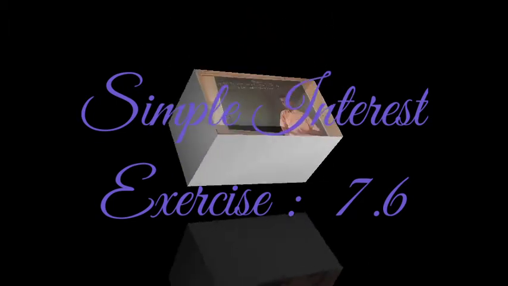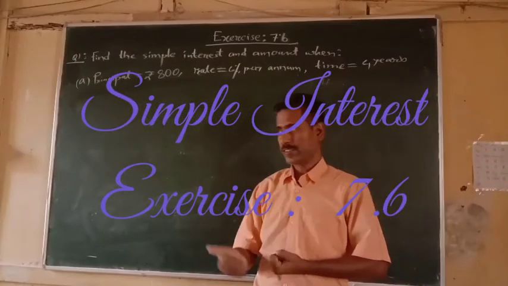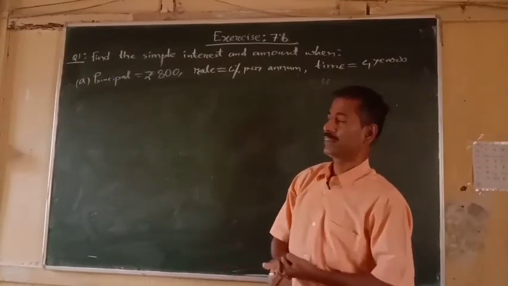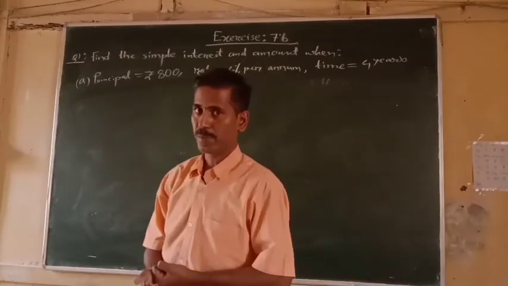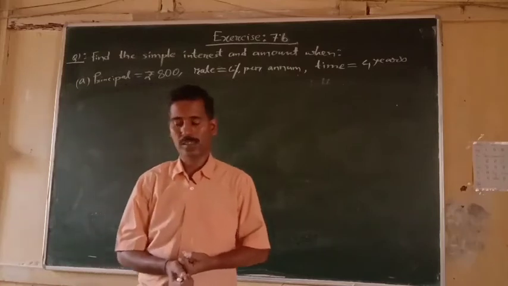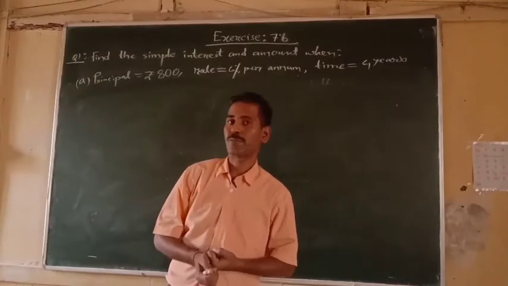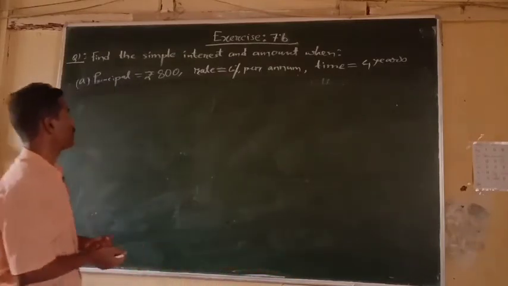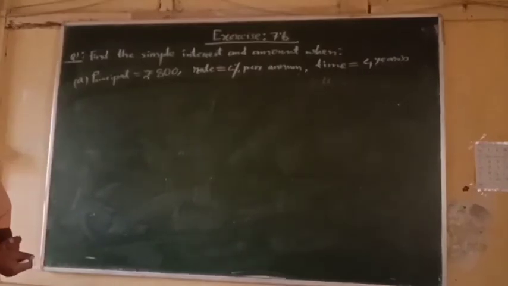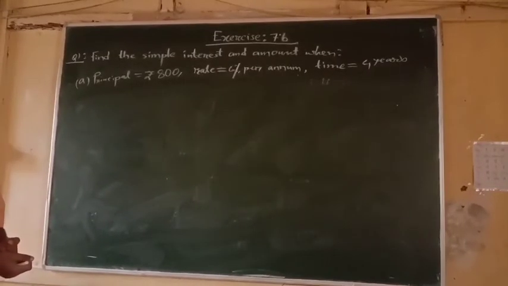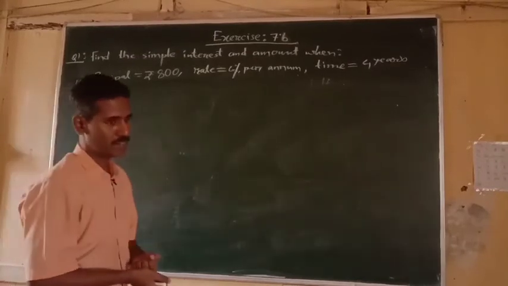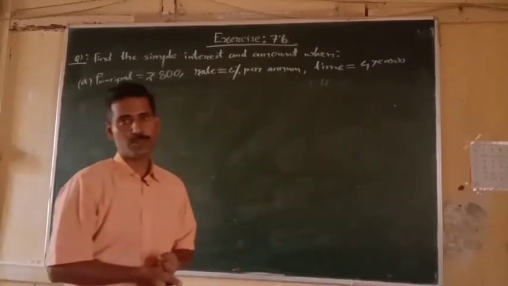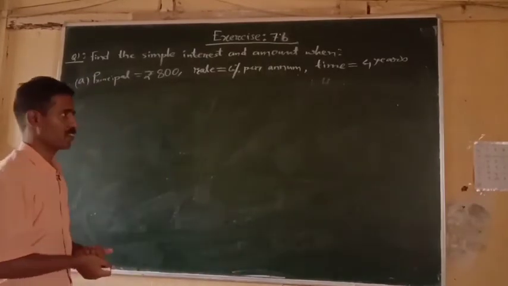Hello everyone, today in this video we are going to deal with exercise 7.6, that is simple interest. Your question number 1 has been picked up for you. Find the simple interest and amount when principal is given, rate is given and time duration is given.